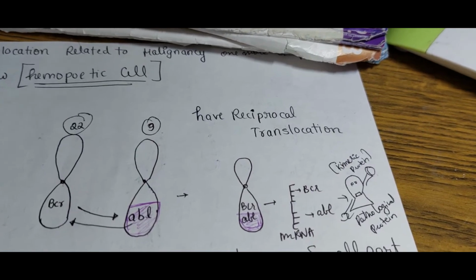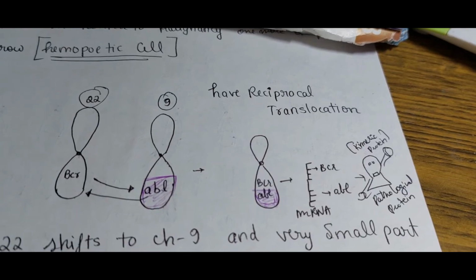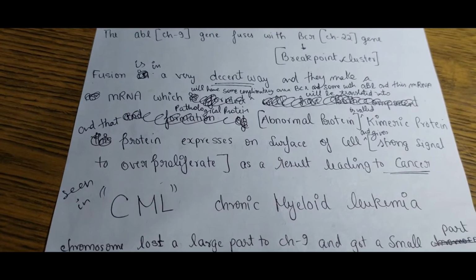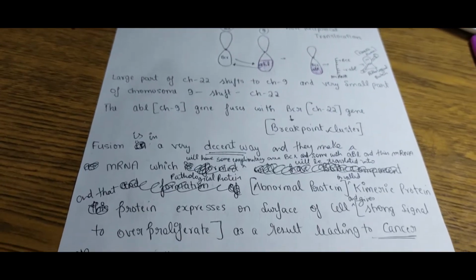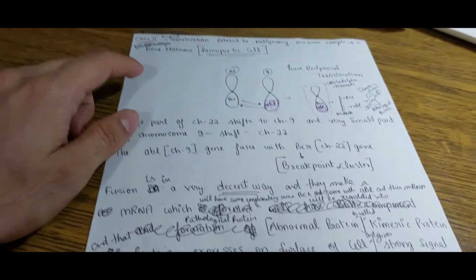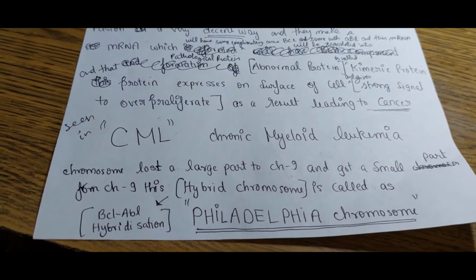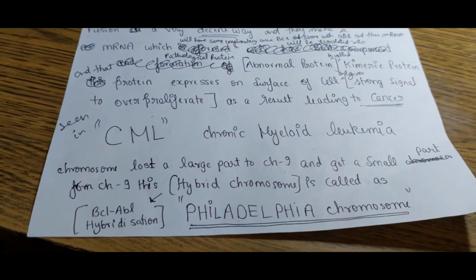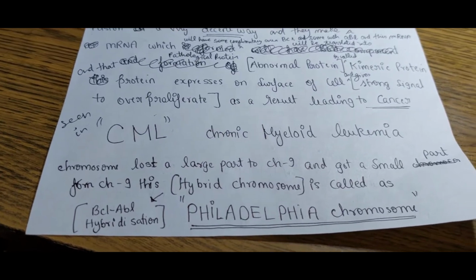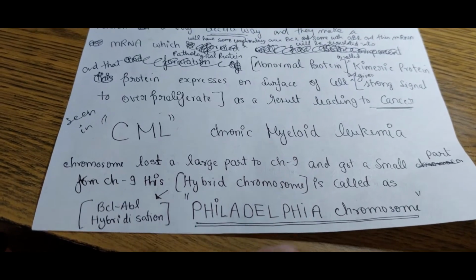And this protein, when it expresses on the surface of a hematopoietic cell, gives a strong signal for overproliferation, and as a result it leads to cancer, especially chronic myeloid leukemia. Another important point to remember is that this was an example of what we call reciprocal translocation. Apart from that, the chromosome that lost a large part to chromosome number 9 and got a small part from chromosome number 9, that hybrid chromosome is called BCR-ABL hybridization or the Philadelphia chromosome.